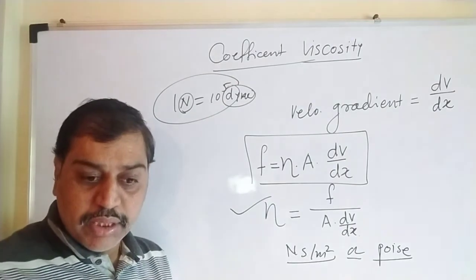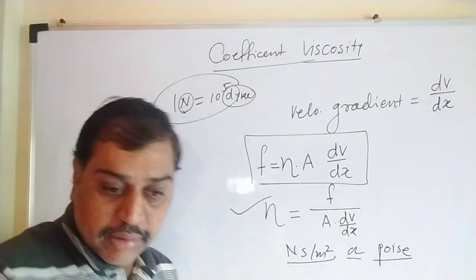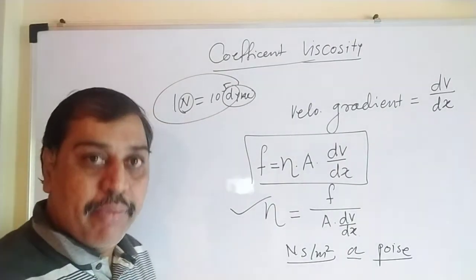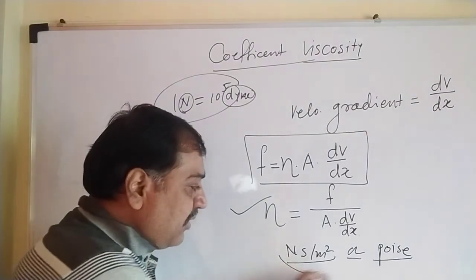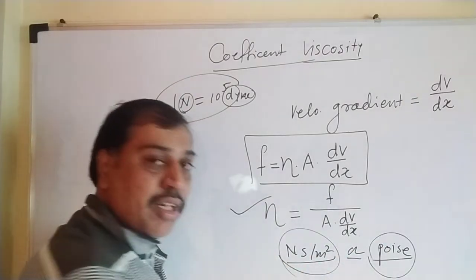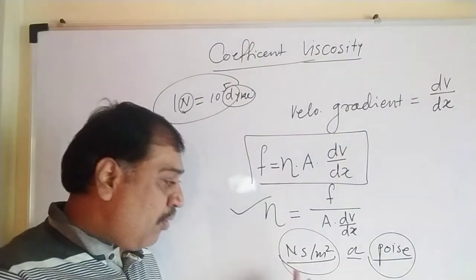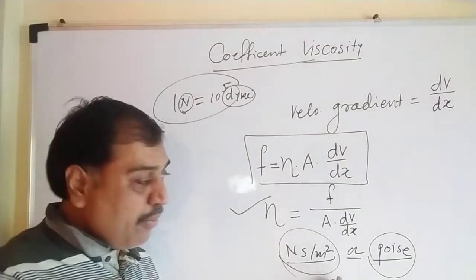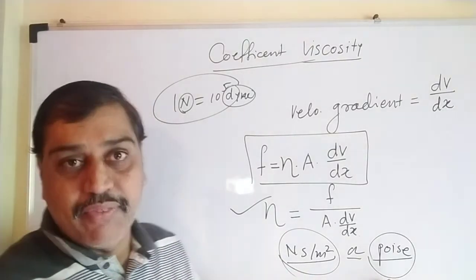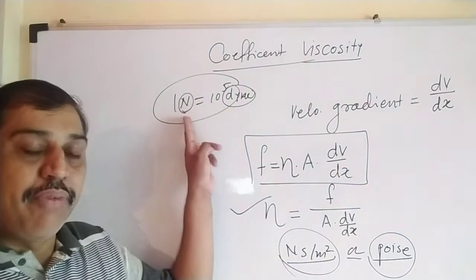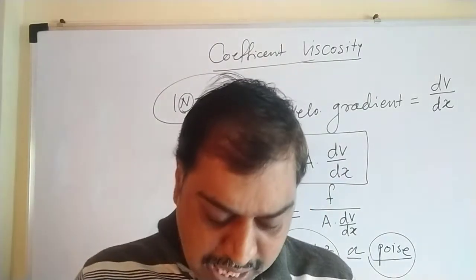In your book, they have given the option, use your brain power. Here we have the two units. This is the SI system, this is the CGS system. What you have to do is find the conversion between these. 1 Newton second per meter square equals how many poise? You have to find that out by using the application we learned in 11th standard. Try to find it out.